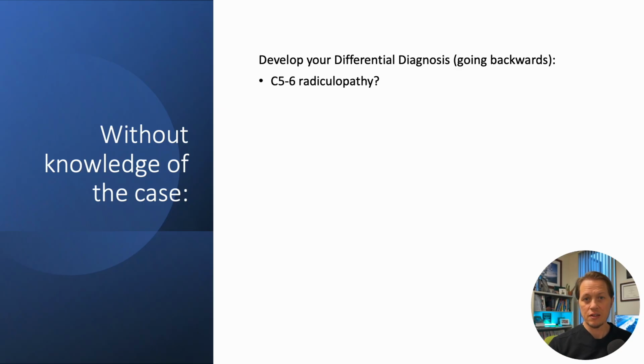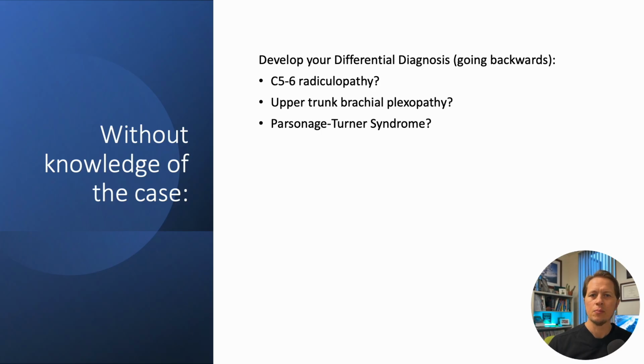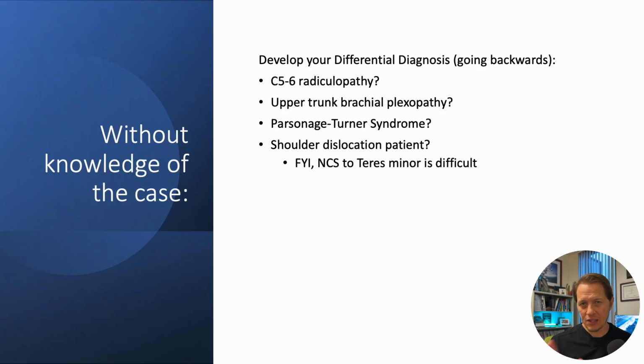Now, without knowledge of the case history and exam, what are we looking at? To me, all right, you've clearly looked at some C5-6 stuff, axillary, suprascapular, upper trunk brachial plexopathy with lateral antebrachiocutaneous sensory more than medial, that would be CAT1. Parsonage-Turner, yeah, it's got to be in the differential of anyone. Shoulder dislocation, maybe the patient had a dislocated shoulder, they're having a lot of pain, they can't lift their shoulder, somebody's worried that something happened. By the way, if you're thinking about a shoulder dislocation and an axillary neuropathy, we do nerve conduction to axillary motor all the time. Nerve conduction to teres minor, very hard to do, not routinely done.